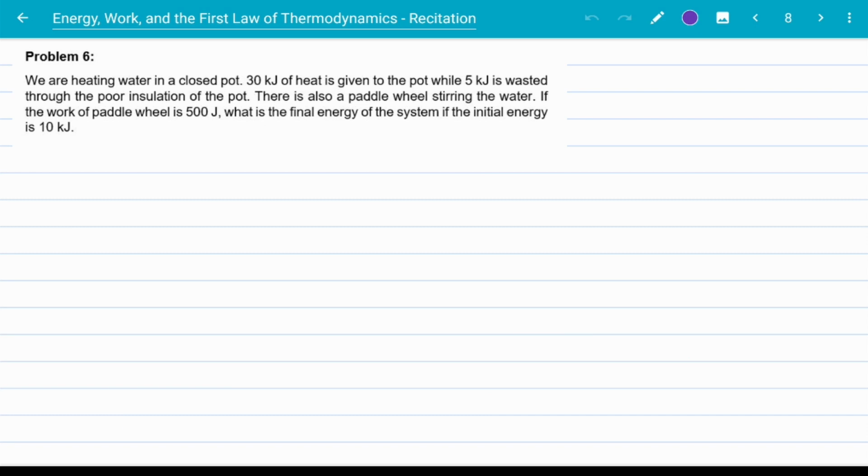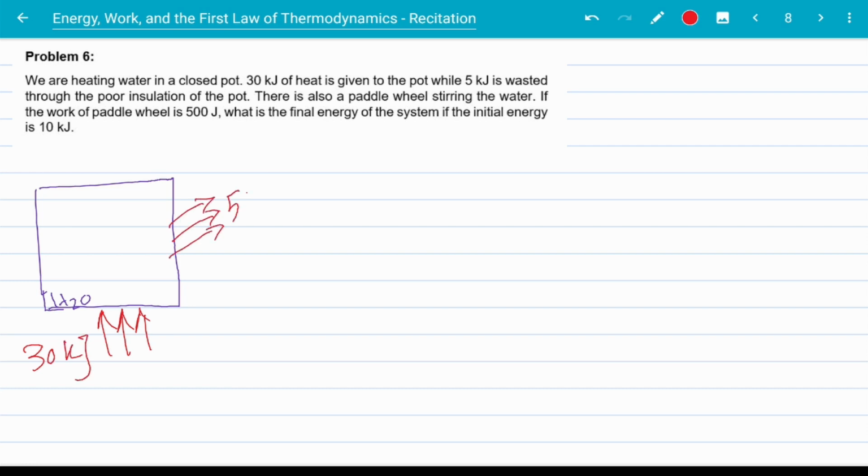Okay, so this is a rather easy question. This is our system, the H2O. We are introducing heat here, 30 kilojoules. The system is losing heat of 5 kilojoules. We also have a paddle wheel stirring for 500 joules. And the question asks for the final total energy.